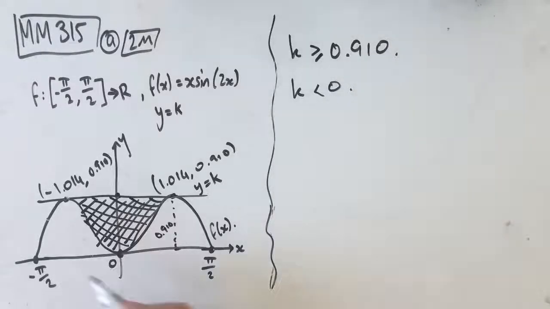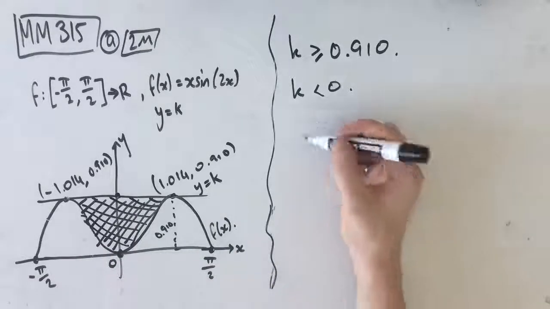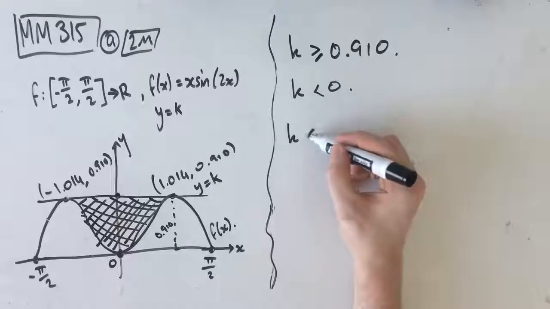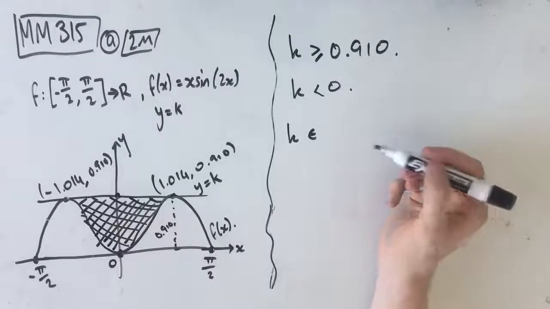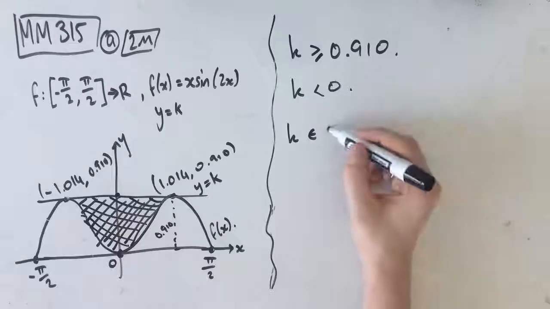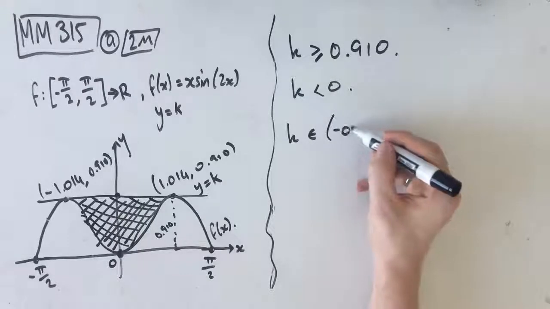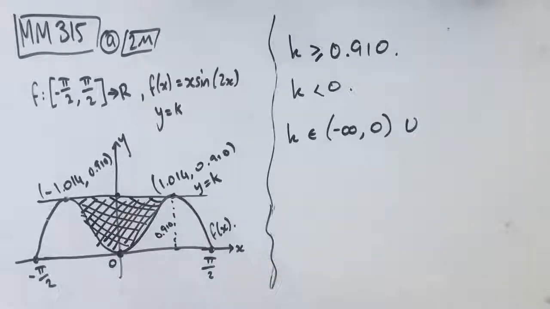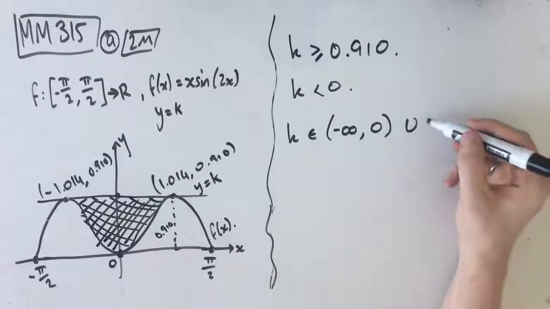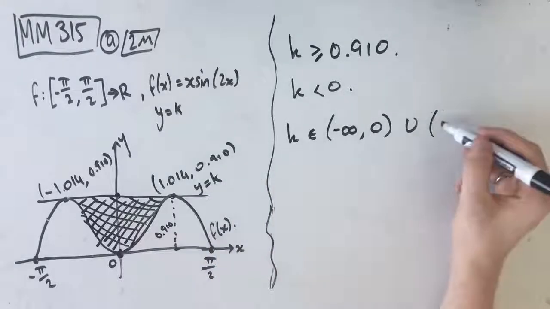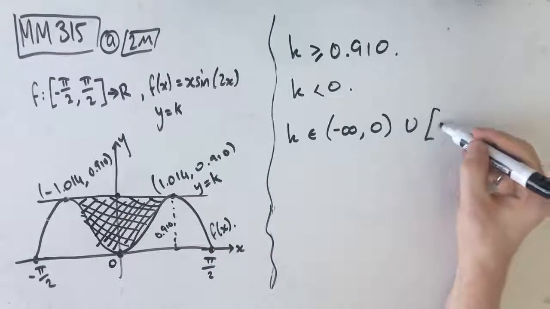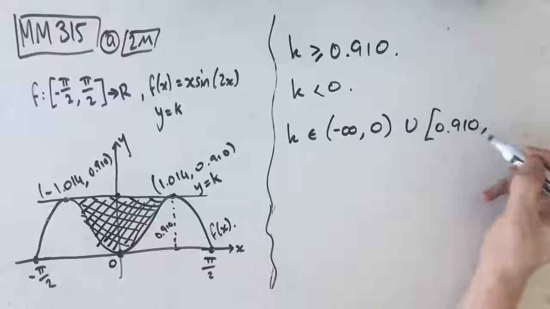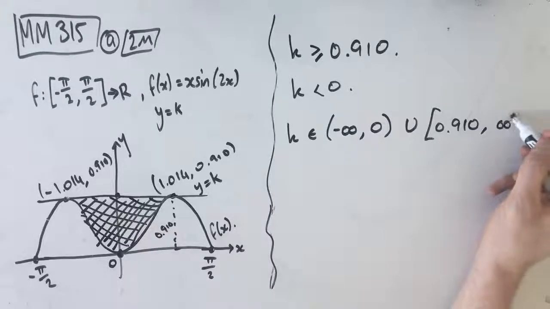We don't include 0 because if it was on 0, we would have 3. We would have 1, 2, 3 points of intersection between these graphs, which means that our final solution is, and I like to use interval notation as opposed to set notation. So from negative infinity to 0, not including 0, and so everything below here up to 0, and, or union, from 0.910, including 0.910, up to infinity.